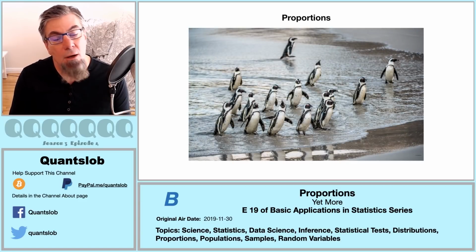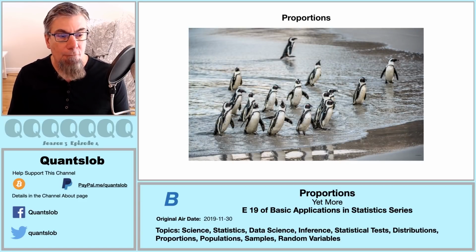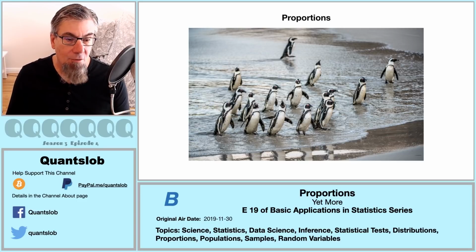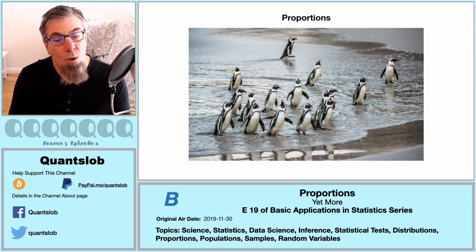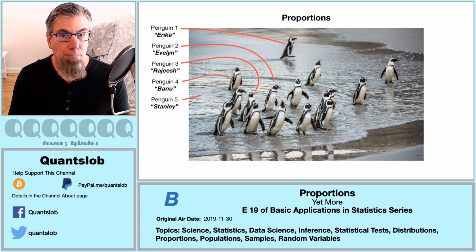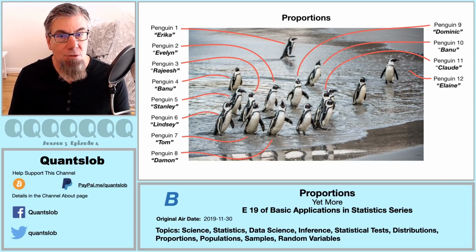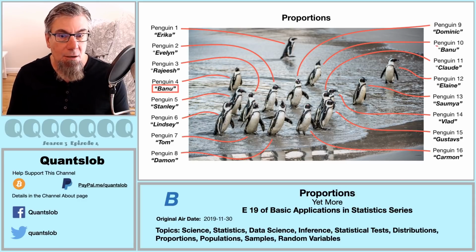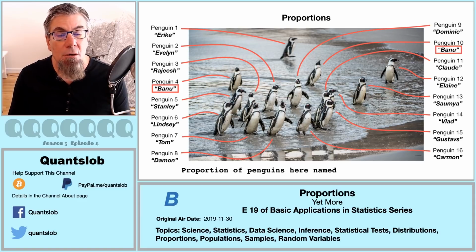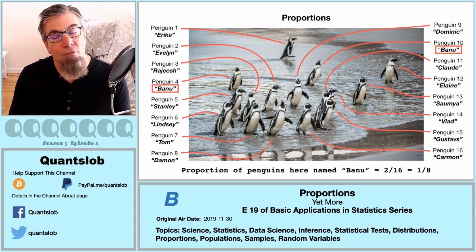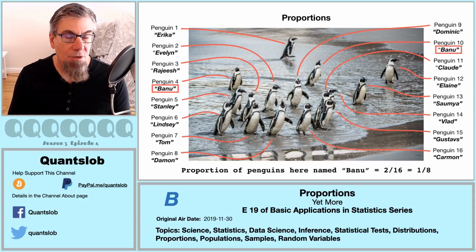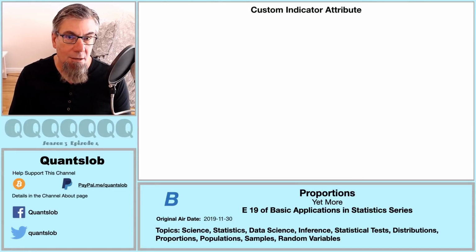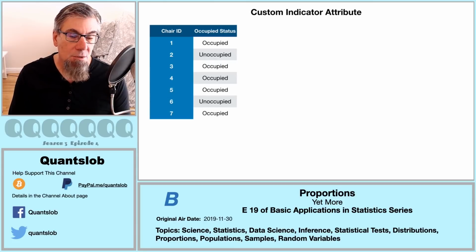For another example, we may have a waddle of penguins returning from a nice, refreshing swim and wonder what proportion are named Banu. Seems like a reasonable avenue of investigation. Assuming we have access to these penguins' first names, we can calculate our proportion. We have 16 penguins here, and look at that, 2 of them are named Banu. It seems like it would be a little bit confusing for them, but then again, who are we to stand in judgment of a bunch of penguins?